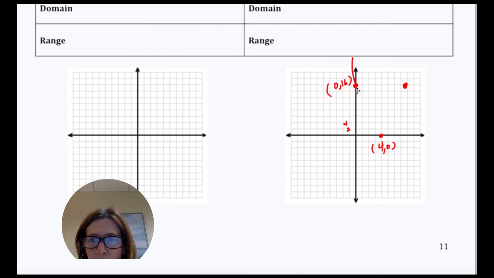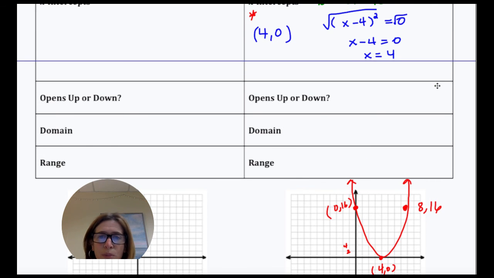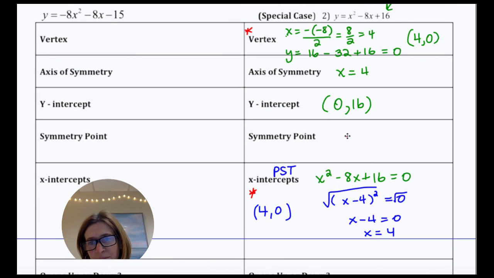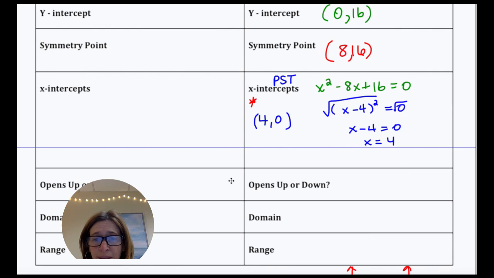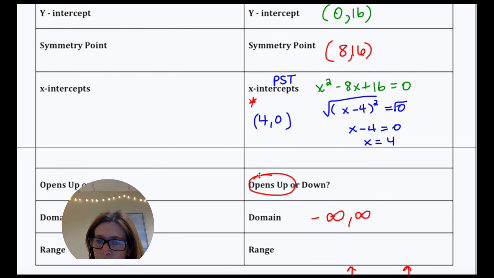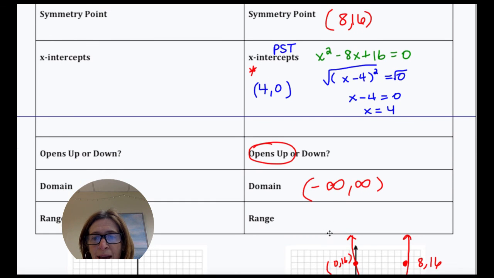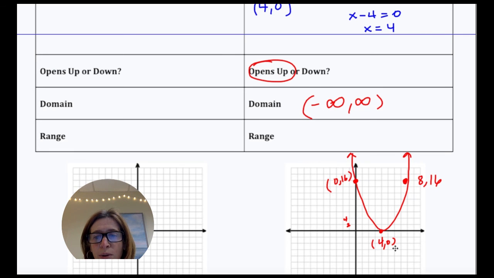So then there's my parabola right there, and this point would be (8, 16). So now I have my symmetry point of (8, 16). Okay, so it opens up because it's a positive a value. My domain, again, negative infinity to infinity. And so it opens up, and my vertex is (4, 0). We look at the y-coordinate of the vertex. So the range is 0 to infinity.